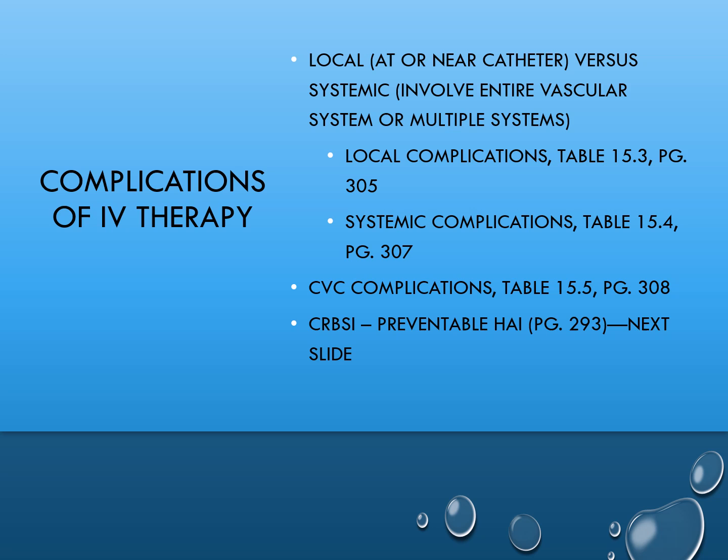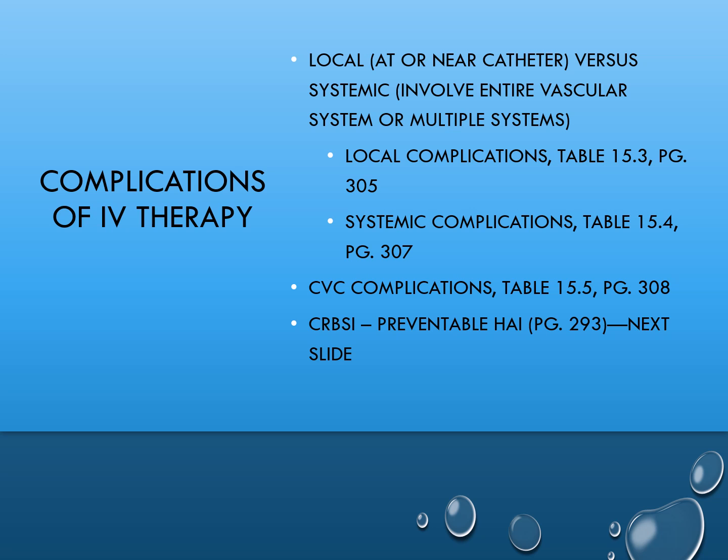Complications of IV therapy can either be local or systemic. Local complications include infiltration, extravasation, phlebitis, thrombosis, thrombophlebitis, ecchymosis and hematoma, site infection, venous spasm, and nerve damage. Definitions, causes, signs and symptoms, treatment, and prevention are summarized in Table 15.3 in your book. Systemic complications can include circulatory overload, speed shock, and catheter embolization, and those can be found in Table 15.4.